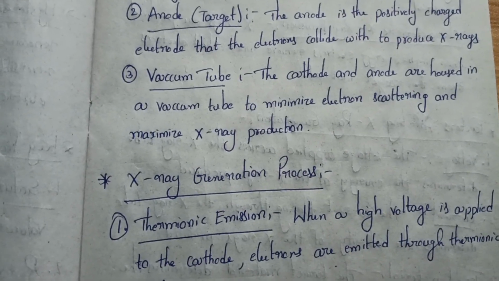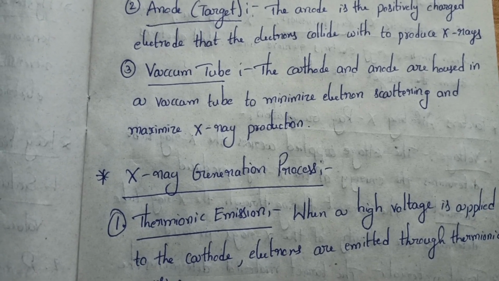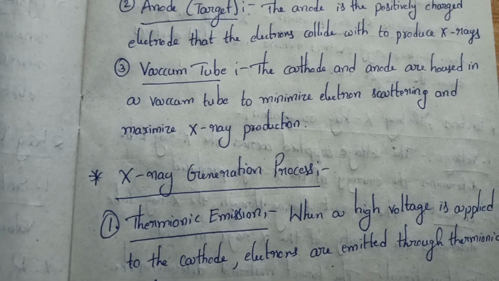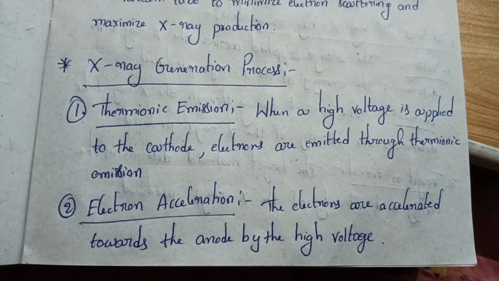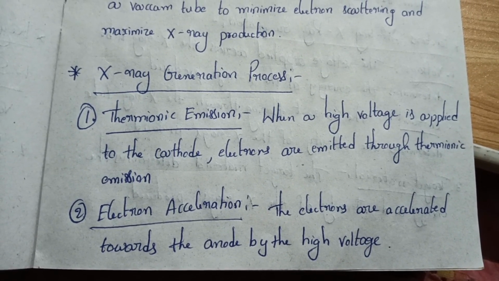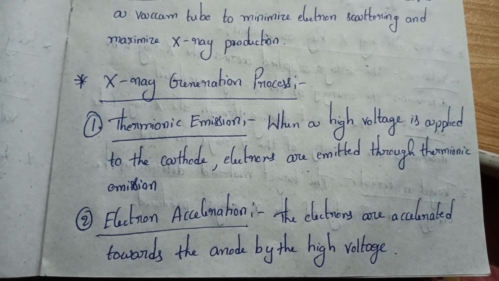Vacuum tube. The cathode and the anode are housed in a vacuum tube to minimize electron scattering and maximize X-ray production. X-ray generation process. 1. Thermionic emission. When a high voltage is applied to the cathode, electrons are emitted through thermionic emission.